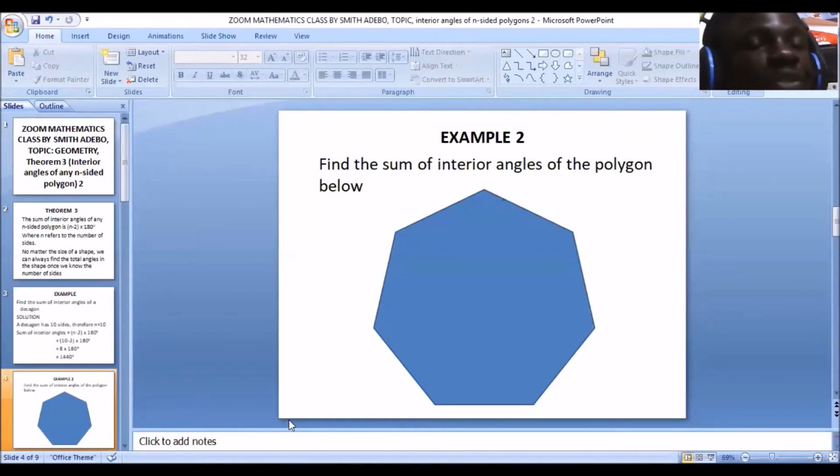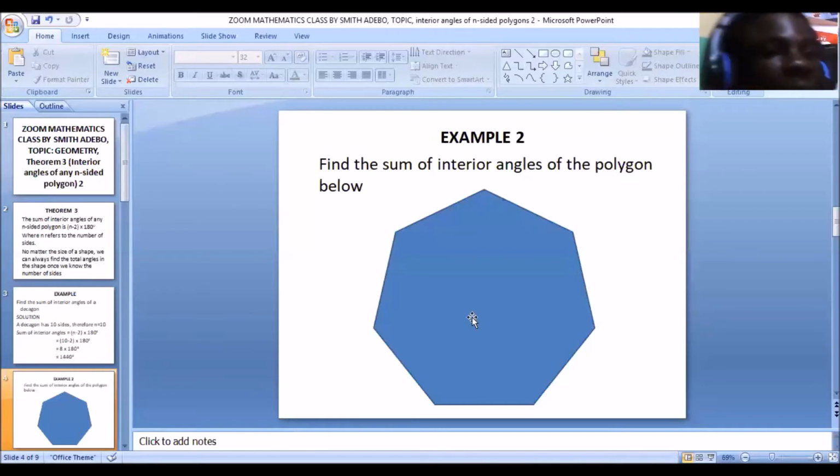Now, you need to be very, very cautious while you are counting the number of sides, because once you miss the number of sides, then your whole answer will be wrong. Like I said, the number of sides is the most important property when you are considering the sum of interior angles of any n-sided polygon. So in counting the number of sides, you need to be very careful.